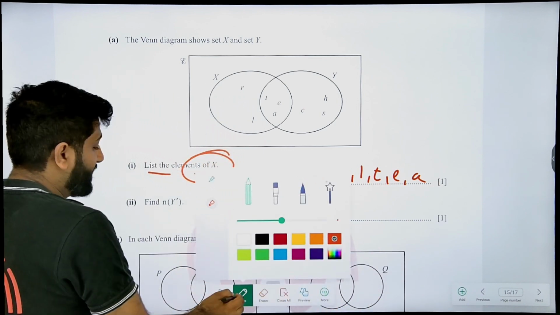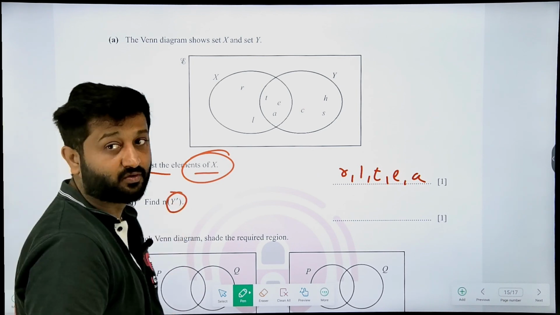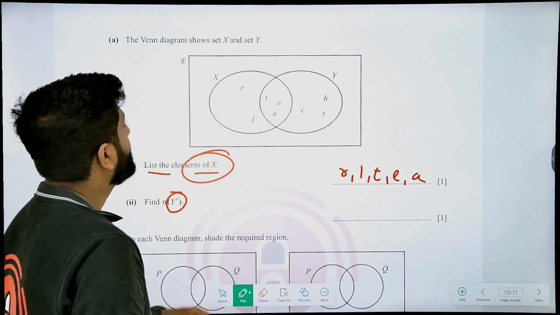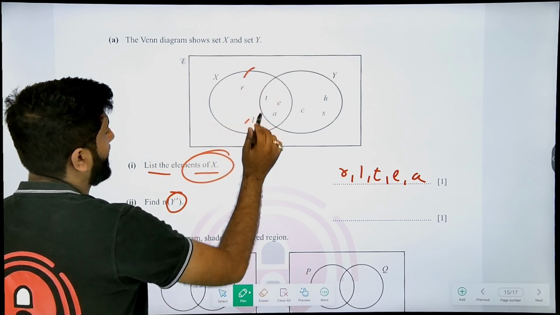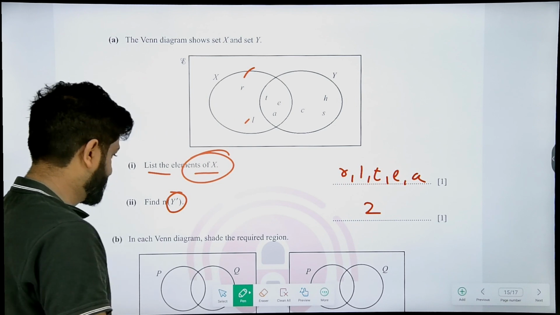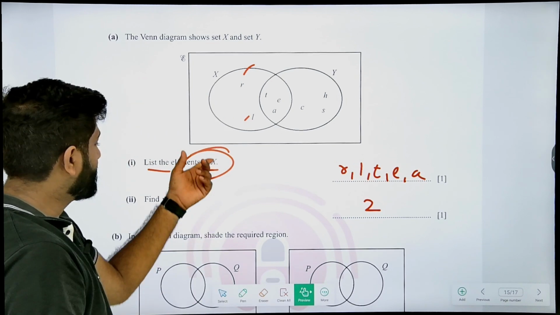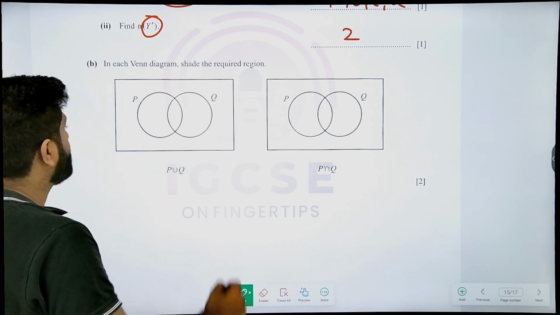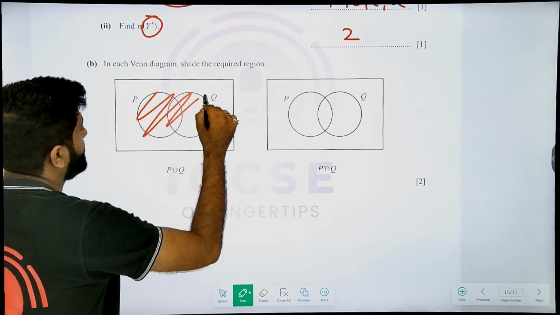Next is find n of Y dash. So I have to find Y dash, which means the elements which are not a part of Y. So Y dash is R and N. So the number of elements is 2. Next, in the region, I have to shade P union Q. I think P union Q is very simple.